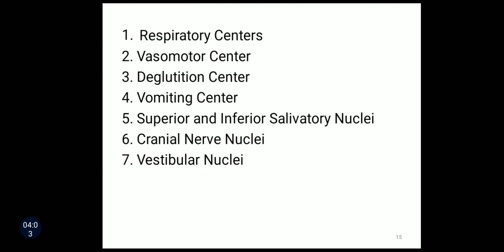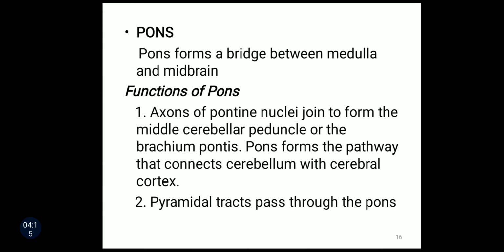Then it also has the vestibular nuclei. These vestibular nuclei contain the second order neurons of the vestibular nerve. So these are the important functions of the medulla oblongata. The next thing is the pons. Now the pons forms a bridge between the medulla oblongata and midbrain, as we have seen in the diagram.